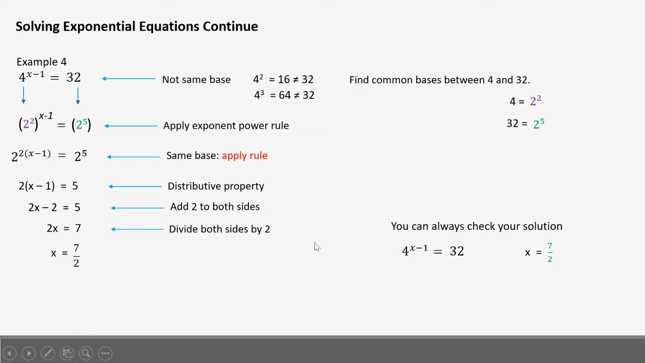So here, guys, I'm going to plug in, right? So here's my equation again. I'm going to plug in the 7 over 2 where the x is right here. So 7/2 minus 2 will give us 5 over 2. And again, if you put this in the calculator, 4 to the power of 5 over 2 is going to give you 32. So it checks. So that's a correct answer.